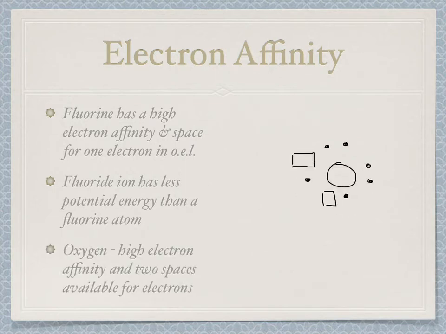Oxygen has high electron affinity, and it has space for 2 more electrons. So it's going to try and find 2 extra electrons to fill in its outer level, and that makes it a very stable configuration.